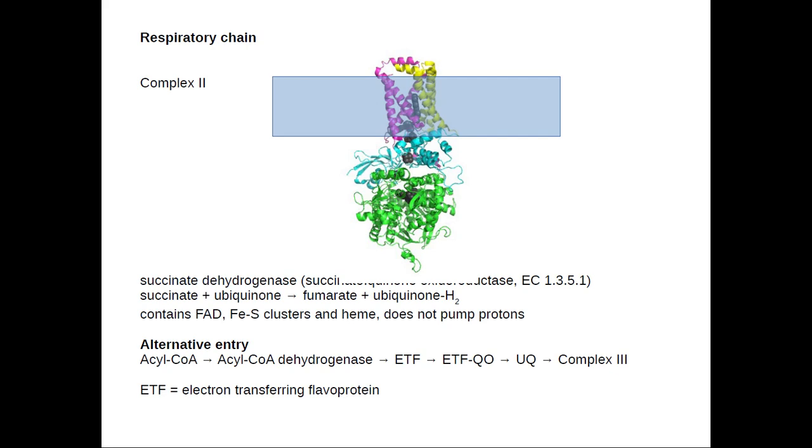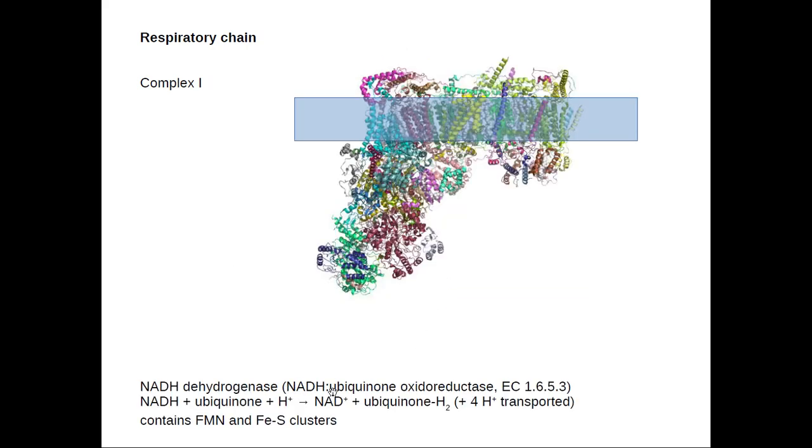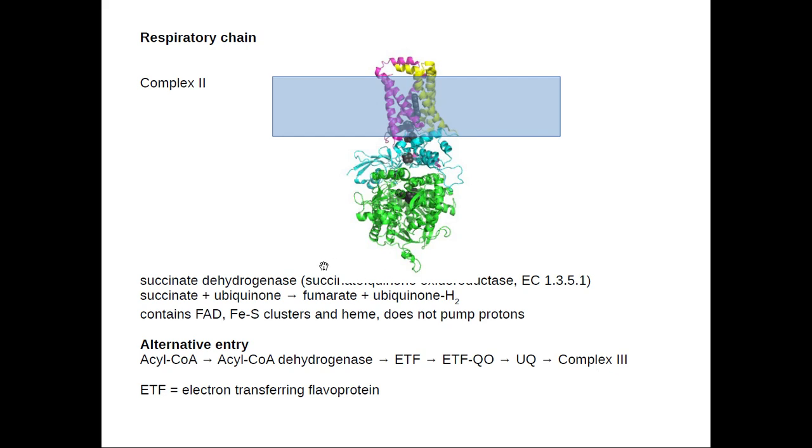So here is another complex, complex 2, succinate dehydrogenase. Sorry, I added here some systematic enzyme names and enzyme classification codes. Sorry for them being somehow hidden. The reaction is that succinate with ubiquinone forms fumarate and reduced ubiquinone. The systematic name is succinate:ubiquinone oxidoreductase. Of course, you don't have to know the systematic name, so it doesn't matter that it's hidden.